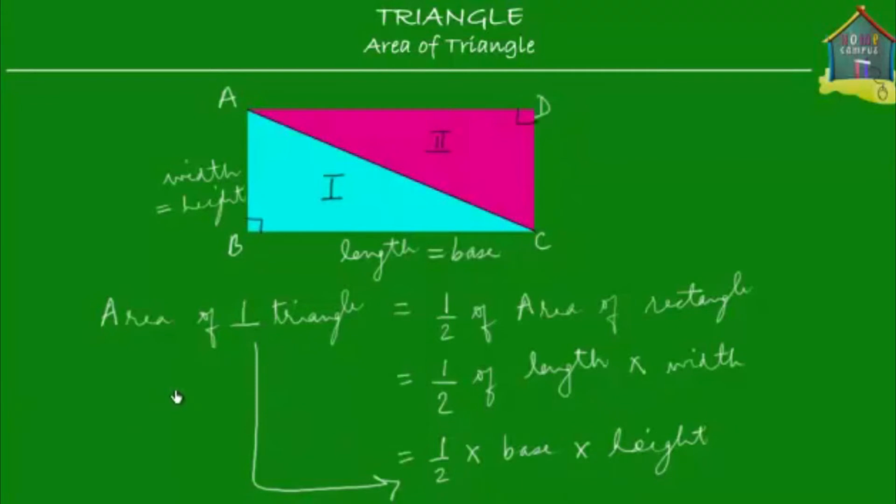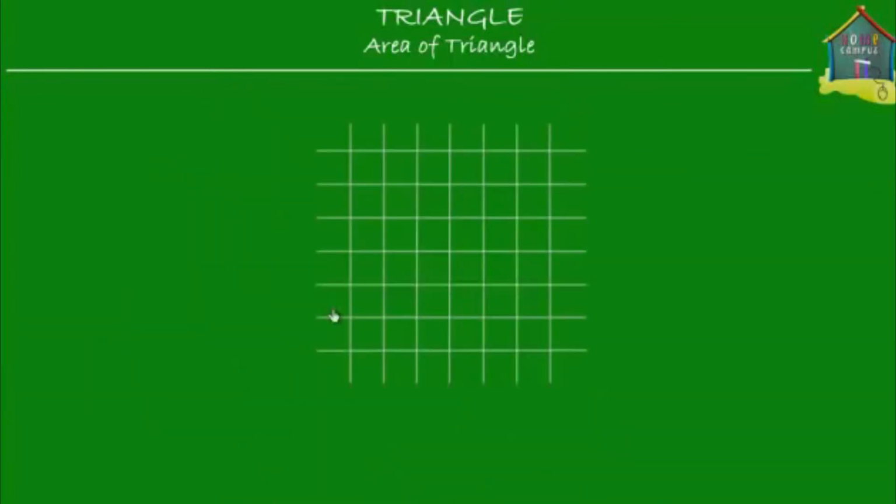And you can take any triangle and prove that its area is half of the area of the rectangle made by its base and height. If you take, for example, a triangle like this, say an obtuse triangle, say something like this, something like this, fill in some color.